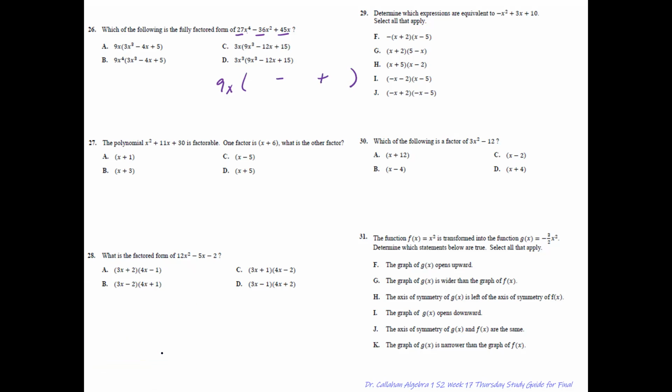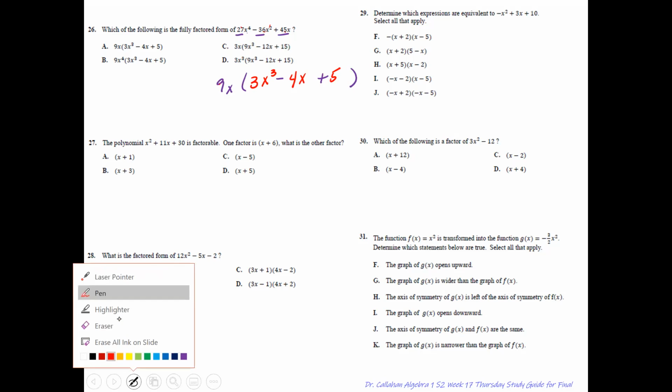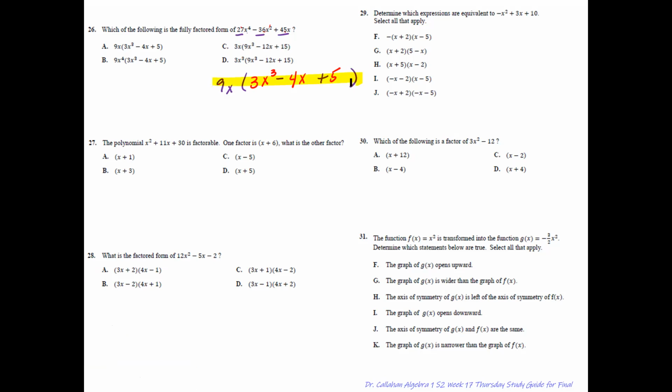So then let's take a look to see what can we put back into this. So 27 divided by 9 is a 3. If I take out 1x, I have 3x left. 36 divided by 9 is a 4. If I take out 1x, I have an x left. 45 divided by 9 is a 5. If I take out an x, there's no more x's. So then which one matches this equation right here? Ta-da, right there.